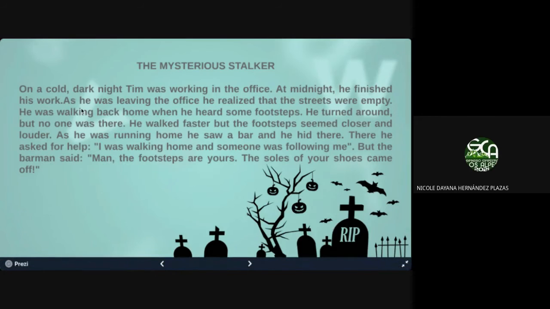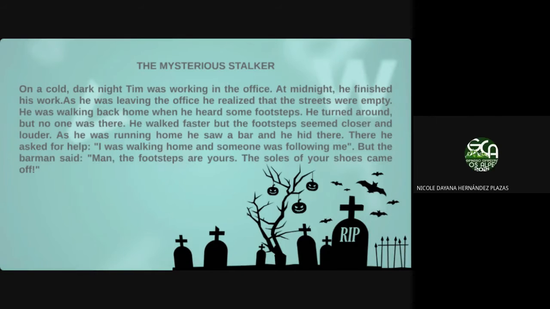Look at this part. As he was leaving the office, this is in continuous. He was leaving the office. But the next part is in simple. He realized that the streets were empty. And we have one word here that is beginning the sentence. As. What is the meaning of as, guys? What is the meaning of that word? As. What is that? As he was leaving the office.